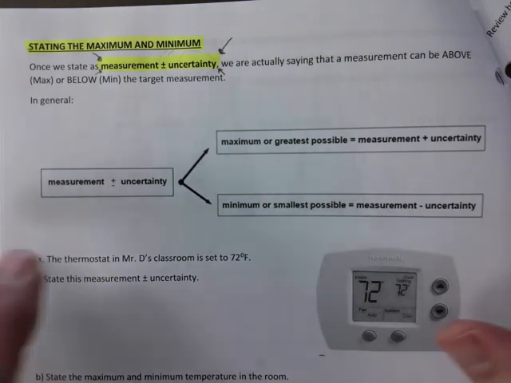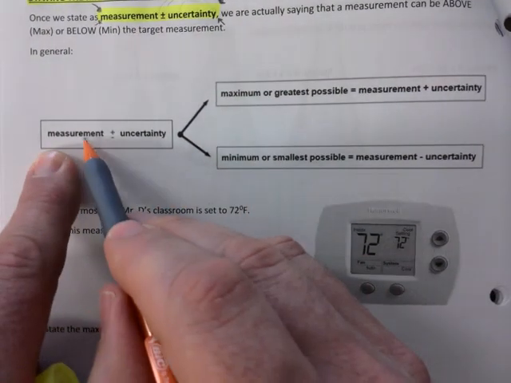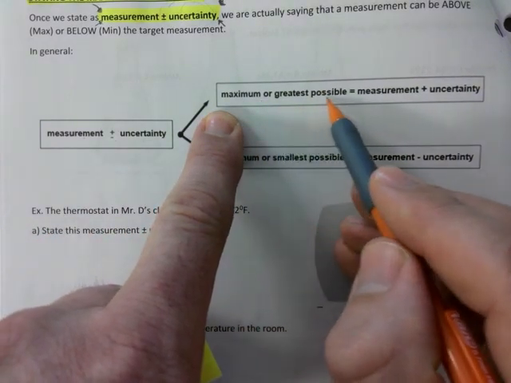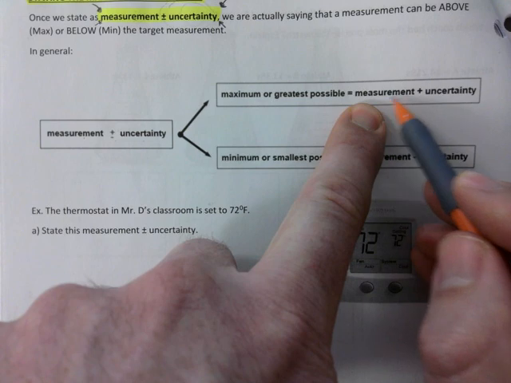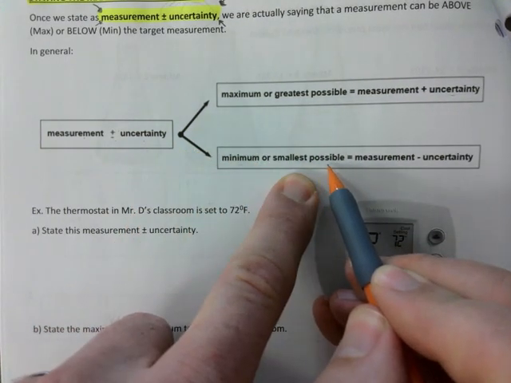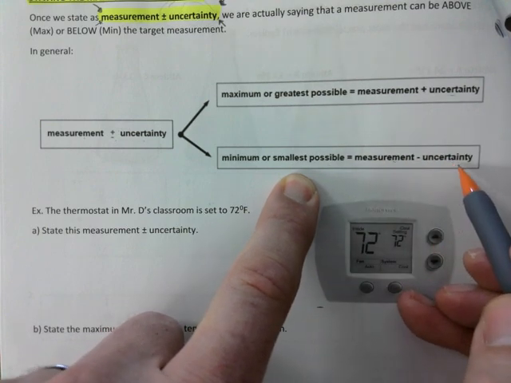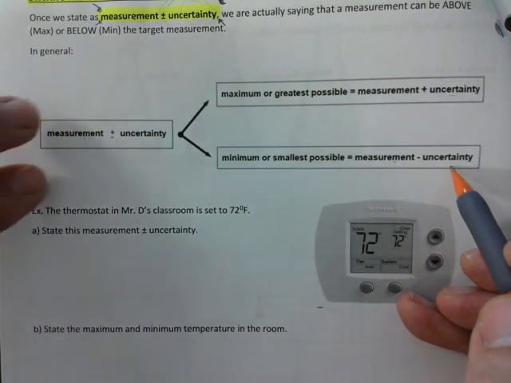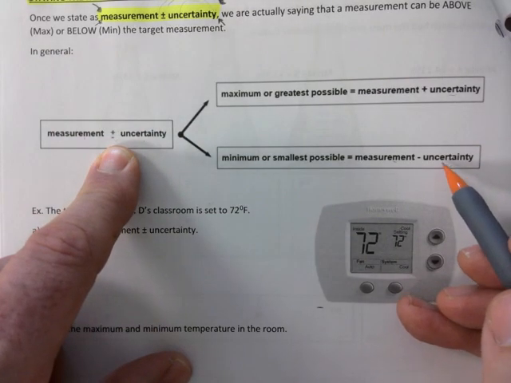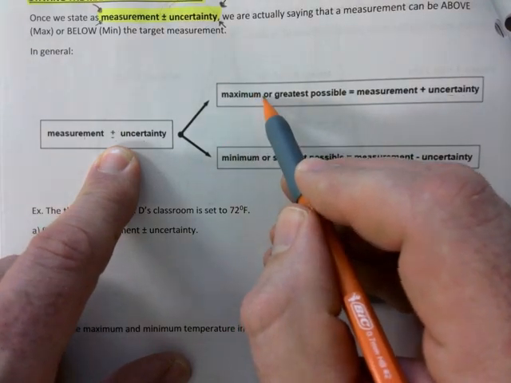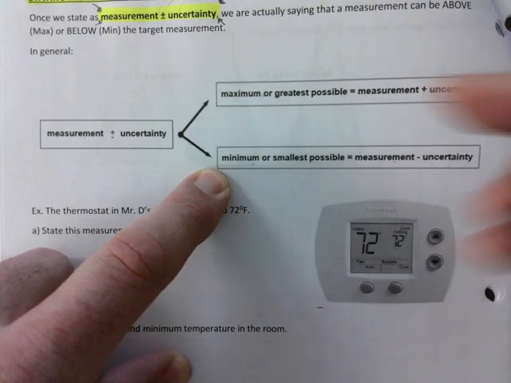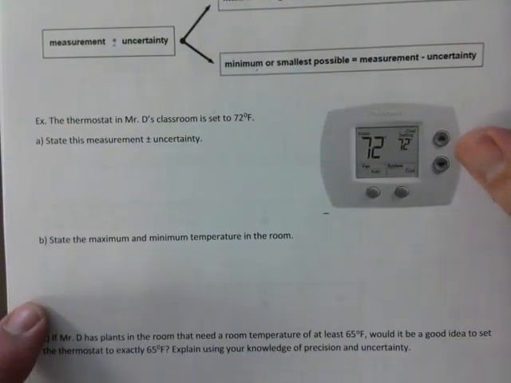All right, so in general, when you have the measurement plus or minus the uncertainty, to get the maximum or the greatest possible value, you just go measurement plus uncertainty. To get the minimum or the smallest possible value, you go measurement minus uncertainty. Does that make sense? I hope that makes sense. It's not that complicated of a concept, but I need you to know that. It is possible to be this big, it is possible to be this small, and anything in between. Okay, guys?